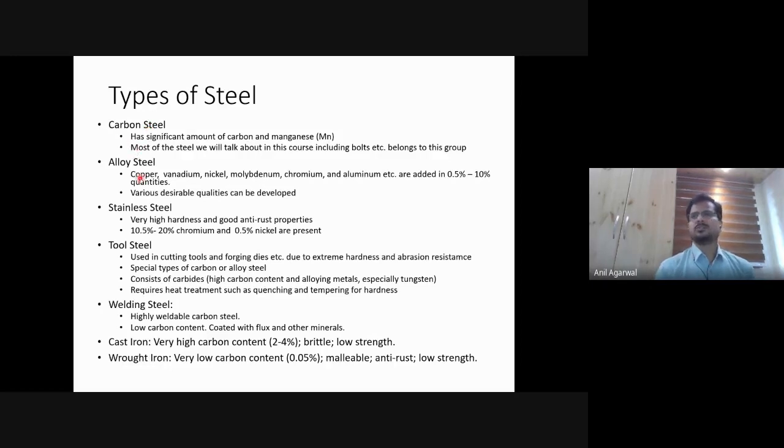Then there is alloy steel. If you try to remove most of the carbon and replace it with some other alloys, then you will get different types of properties. Stainless steel is one example of alloy steel. If you add other elements, for example chromium or nickel, in high quantities, then you will get stainless steel. Stainless steel has very good anti-rusting characteristics, and also very good hardness. What is the meaning of hardness?